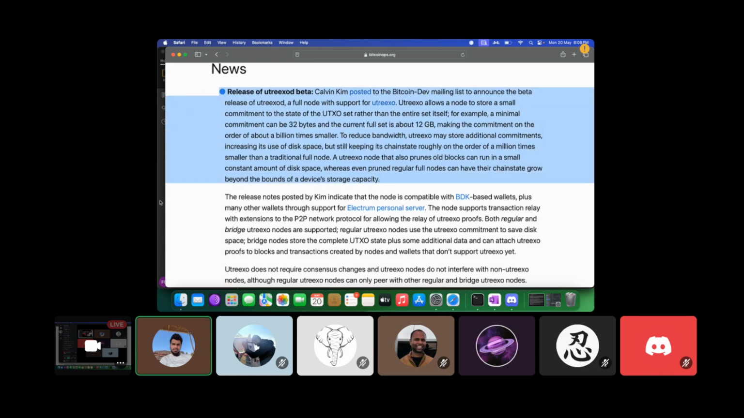Calvin Kim posted to the Bitcoin Dev mailing list to announce the beta release of UTreeXO D, a full node with support for UTreeXO. UTreeXO allows a node to store a small commitment to the state of the UTXO set rather than the entire set itself. For example, a minimal commitment can be 32 bytes and the current full set is about 12 GB, making the commitment on the order of about a billion times smaller.